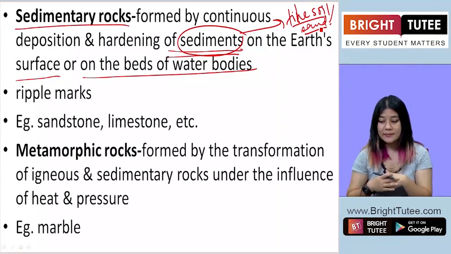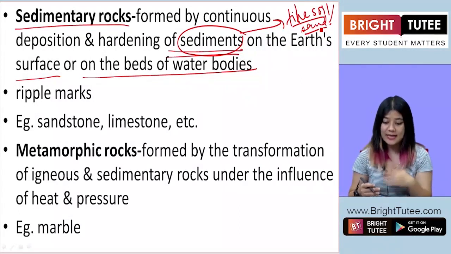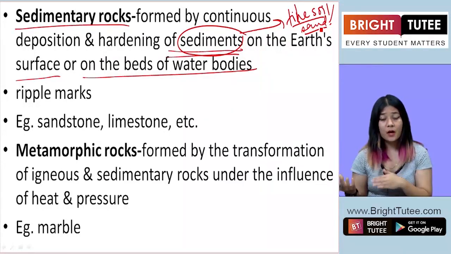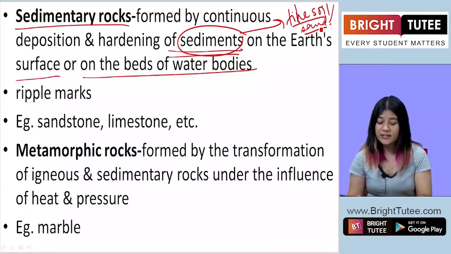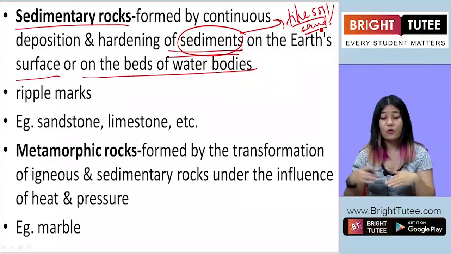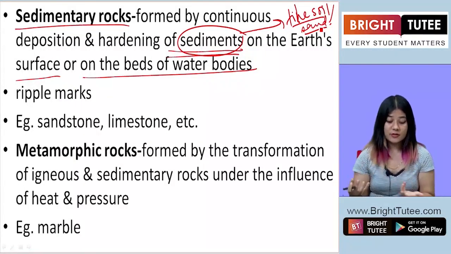Now, these sediments are deposited and hardened on Earth's surface, on the land, as well as on the beds of the rivers, glaciers or the oceans. The bed is under the river or the ocean. As a result of that, sedimentary rocks are formed.